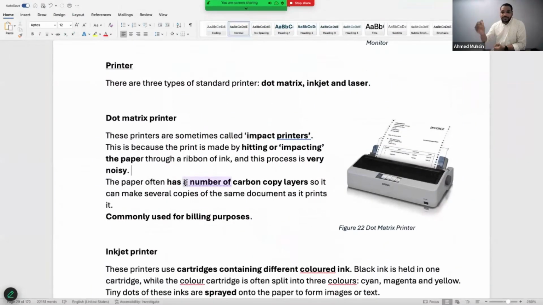The paper often has a number of carbon copy layers. So it can make several copies of the same document. Are we good? Okay. Commonly used for billing purposes. Everybody okay with this? This is your dot matrix printer. It comes under what category? Impact or non-impact? It comes under impact. Are we okay with this? Can we move down to the next one?